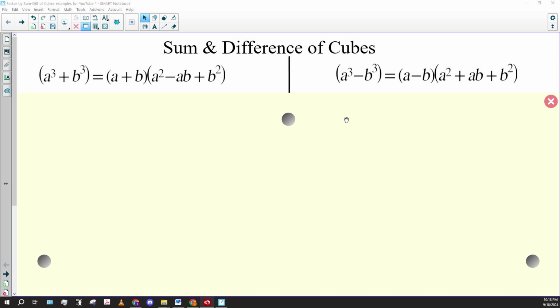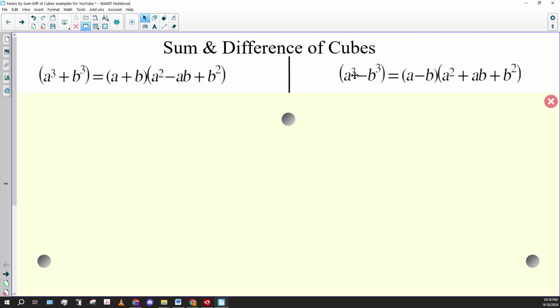In this video, we're going to look at how to factor using the sum and difference of cubes. Which one you use will be based on what you have in your equation. If you have a two-term binomial and they are both perfect cubes and you have a plus sign, you will use this formula, which is the sum of cubes. And if you have those perfect cubes with a minus sign between them, then you will be doing the difference of cubes.